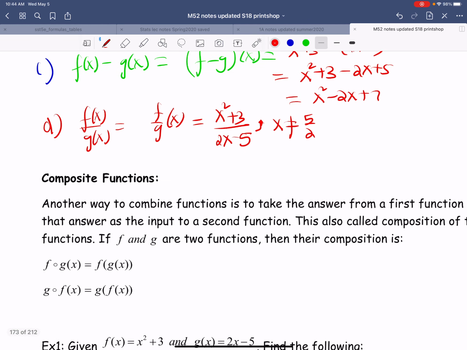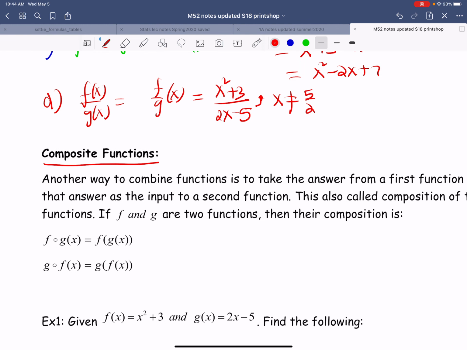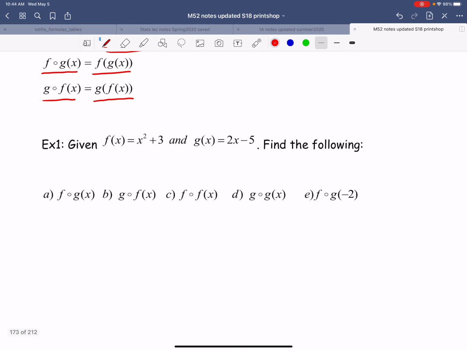All right, now we're going to talk about composition of functions, or composite functions. Another operation on functions is called composition of functions. If f and g are two functions, then their composition, f of g of x, is the same thing as f of g of x, or g of f of x is g of f of x. So what happens here is your inner function changes. F of g of x means that g of x will be the new x for the f function. Let's look at some examples.